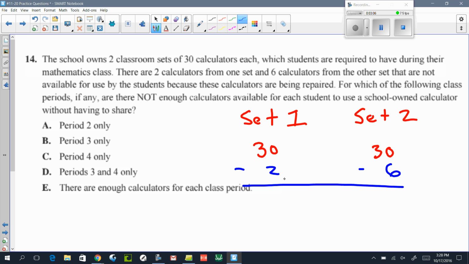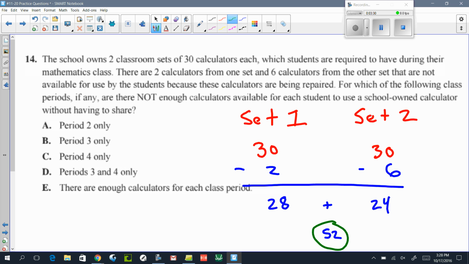So what we have here is our first set of calculators is only going to be 28, and our second set is now only going to be 24 calculators. It doesn't tell us which of these sets are in which class or anything like that. So what I would guess I would look at here is that the total number of calculators we have, if we added these up, is 52. That's kind of the quick shortcut here to see. Total calculators we have is 52.